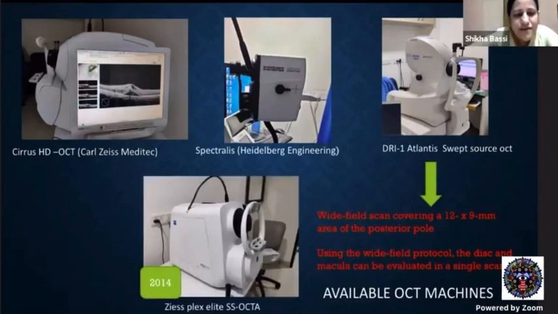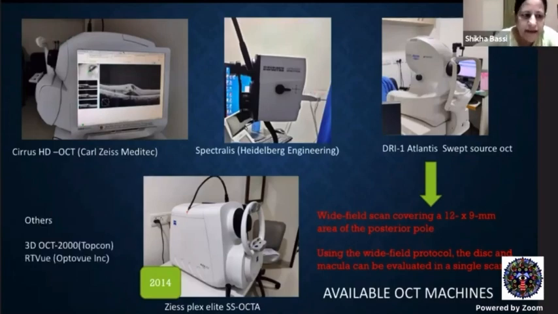Then in 2014, there was another addition, that is OCT angiography. So the machine's name is Zeiss Plex Elite. There are other machines as well, that is by Topcon and Angiovue by Optovue.